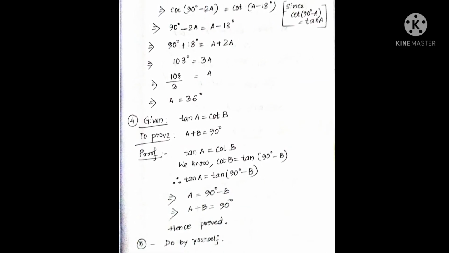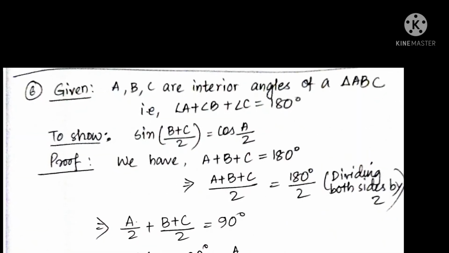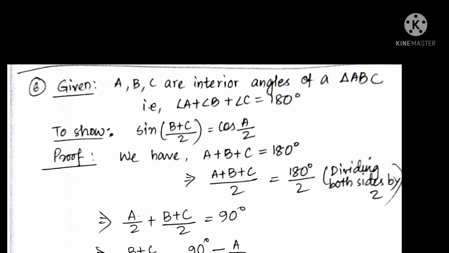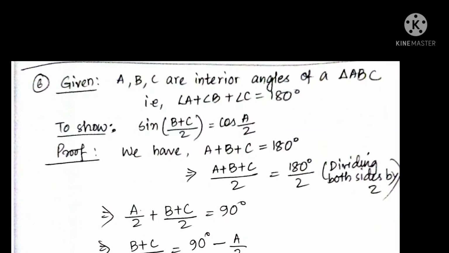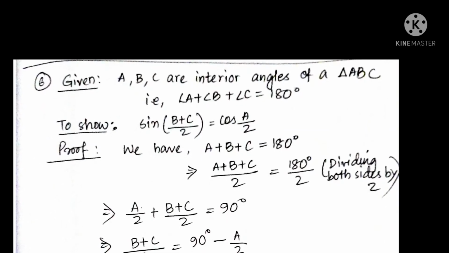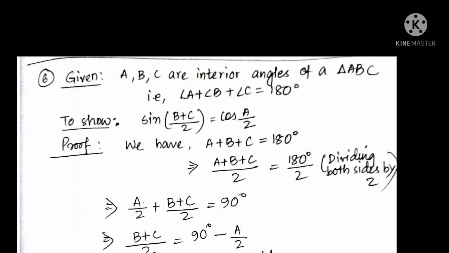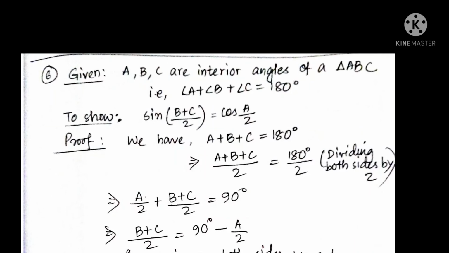So question number 5, you have to do it by yourself. Next question is question number 6. In this you can see given condition is A, B, C are interior angles of a triangle ABC. So if they are interior angles, we can write angle A plus angle B plus angle C is equal to 180 degree, and we have to show that the value of sine B plus C by 2 is equal to cos A by 2.